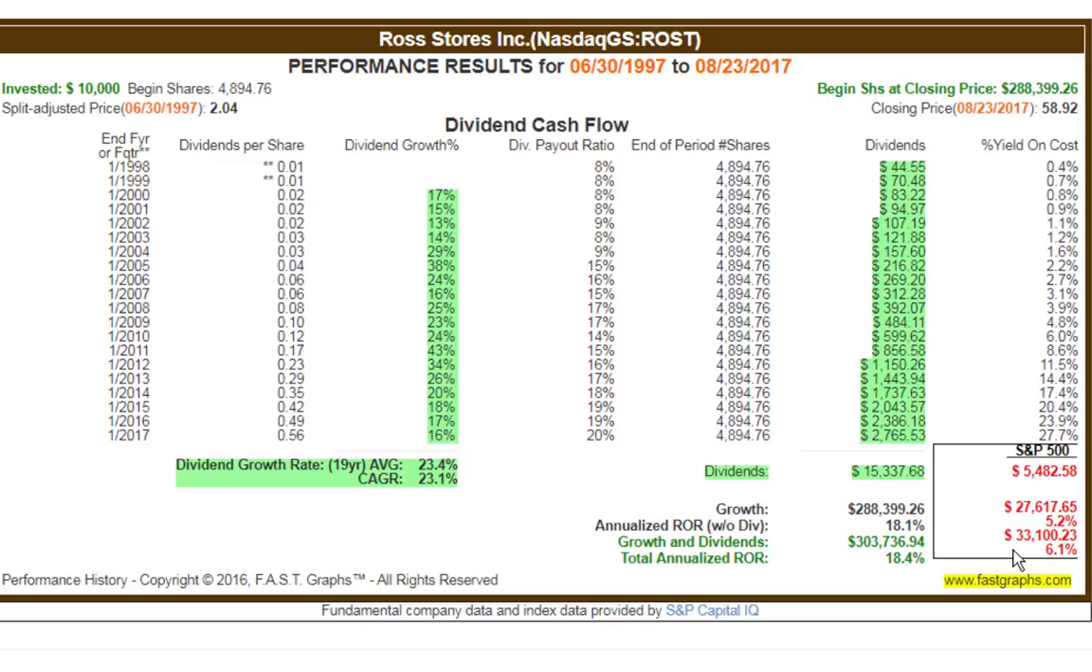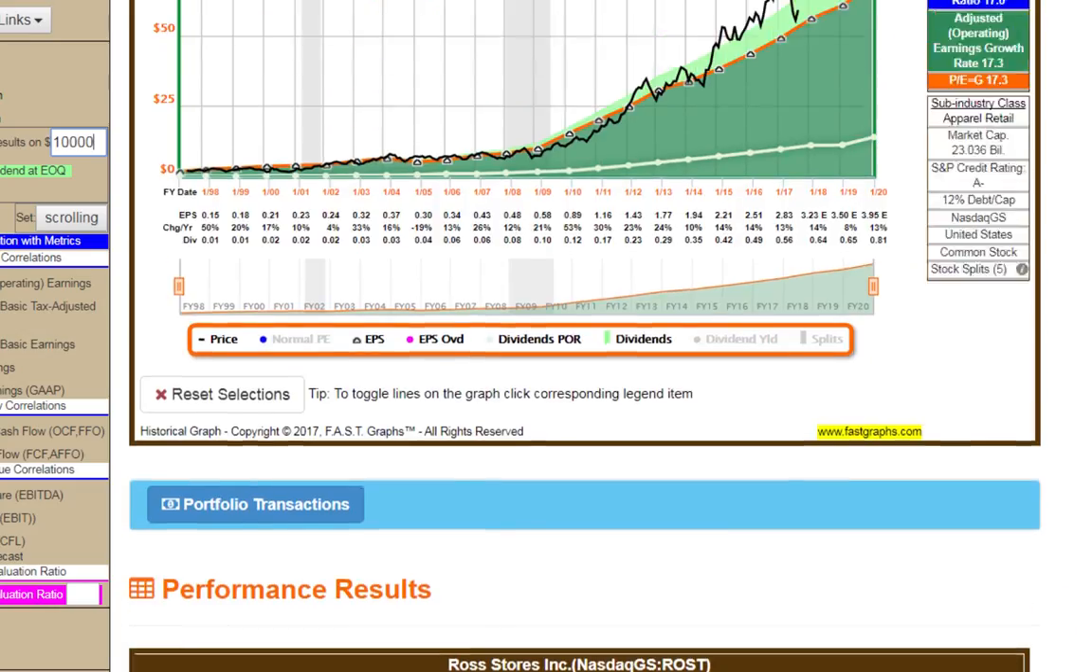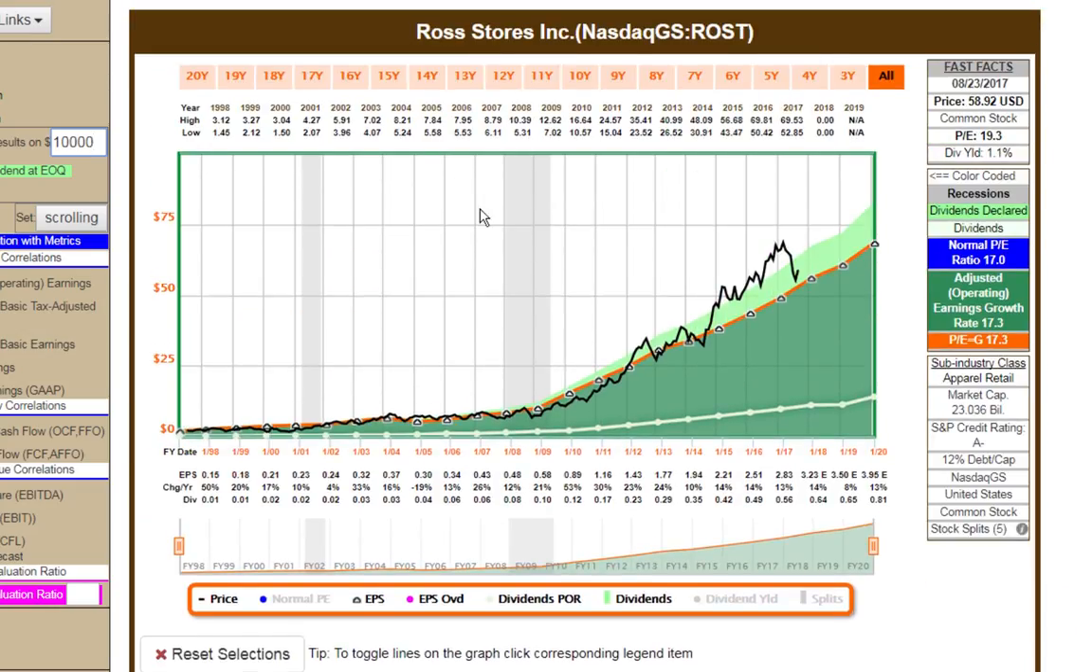Then, just for perspective, we compare that to the S&P 500. Now, another important feature of FastGraphs is that they're dynamic.